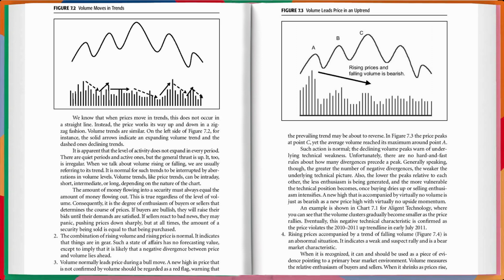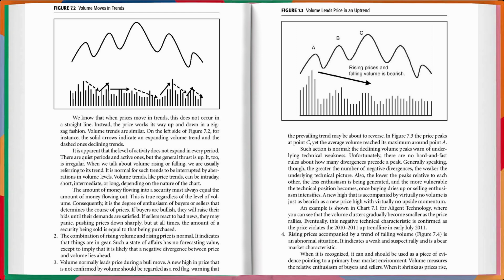3. Volume normally leads price during a bull move. A new high in price that is not confirmed by volume should be regarded as a red flag, warning that the prevailing trend may be about to reverse. In Figure 7.3, the price peaks at point C, yet the average volume reached its maximum around point A.